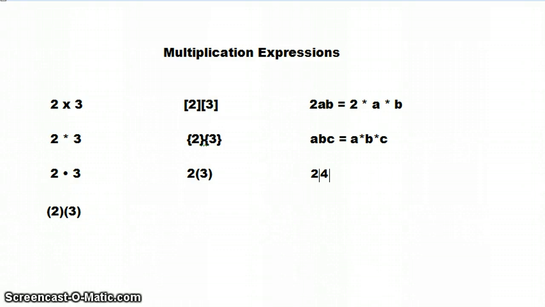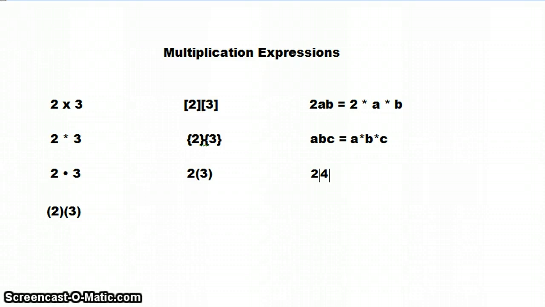Those symbols could be square brackets like in the middle column, squiggly brackets as in the middle column, or it could be a number out in front of any kind of a grouping symbol with nothing between the 2 and the parentheses, such as there cannot be a plus sign or a minus sign between those. As long as the 2 is next to that parentheses, it indicates multiplication.